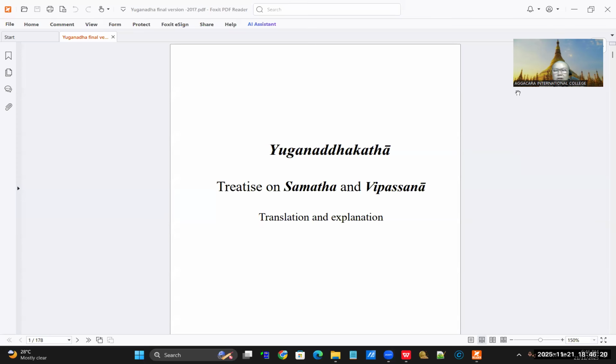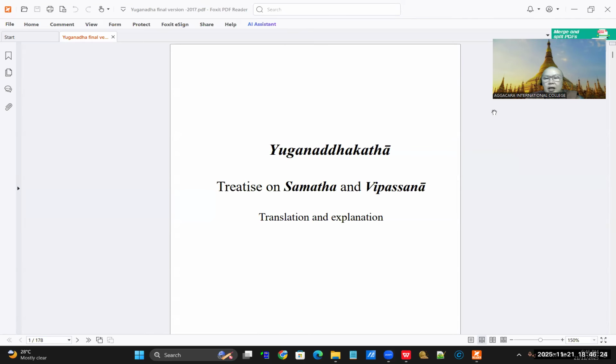Okay, this is a topic. This sutta is actually first expounded by Ananda. It's very short, in the Anguttara Nikaya. After that it is expounded by Sariputra, because Sariputra had the greatest wisdom. So this sutta is about how you practice Samatha and Vipassana together.